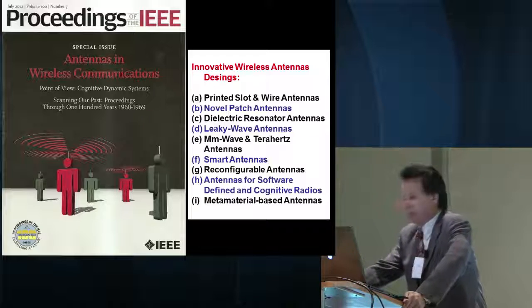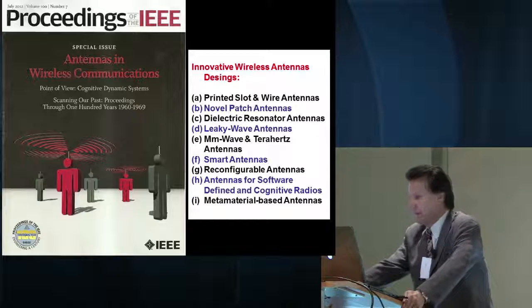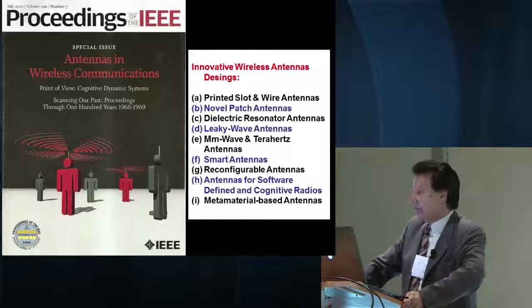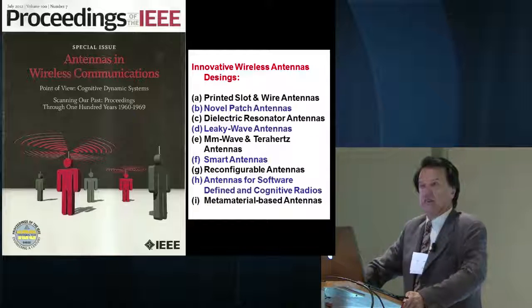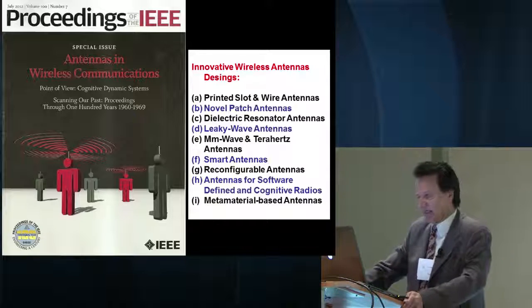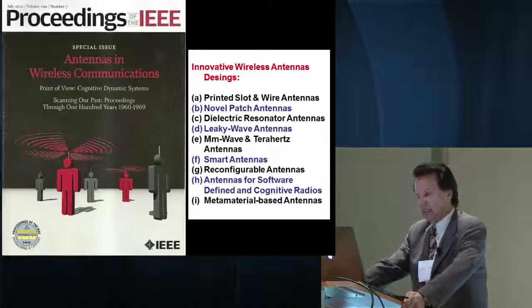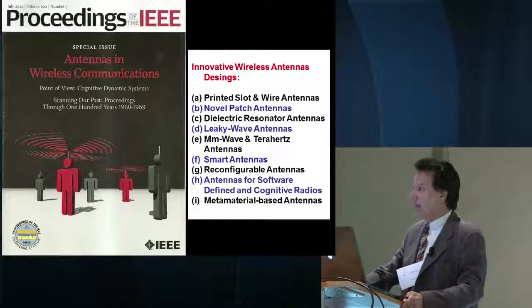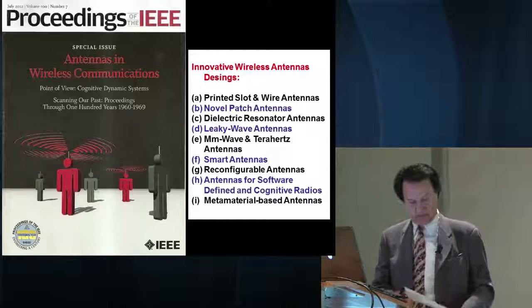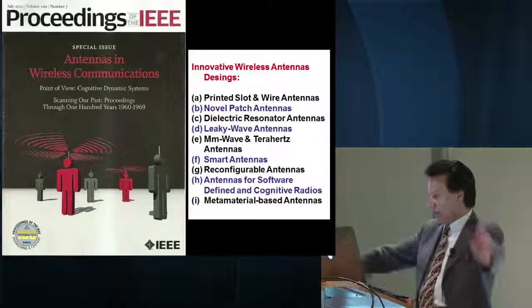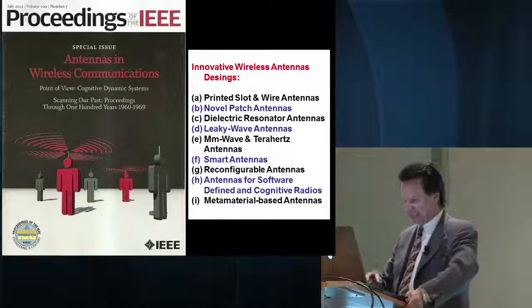The next important item as we proceed in this talk is innovative wireless antenna designs, and there are many components to them. It could be printed slot and wire antennas, novel patch antennas, dielectric resonators, leaky wave antennas. Then you go to millimeter wave and terahertz antennas, smart antennas, reconfigurable antennas, antennas for software-defined and cognitive radios, and more recently, metamaterial-based antennas. I touch upon some of them. Of course, as I grow in my research, I'm planning to also design a new class of antenna. I want to call them genius antennas. It's beyond smart, but we'll see how it goes.